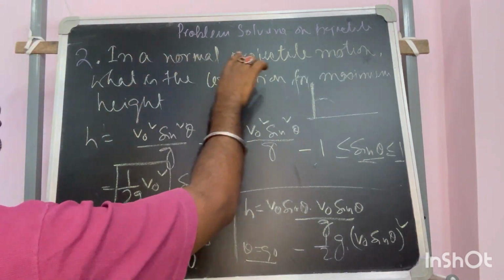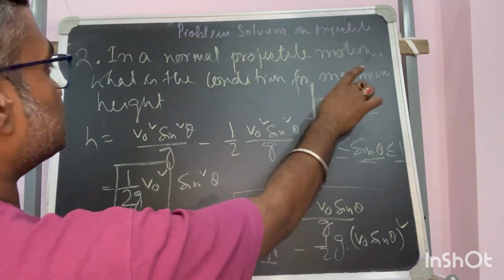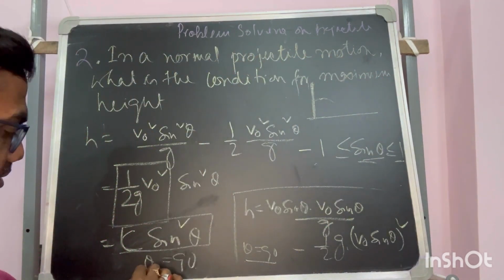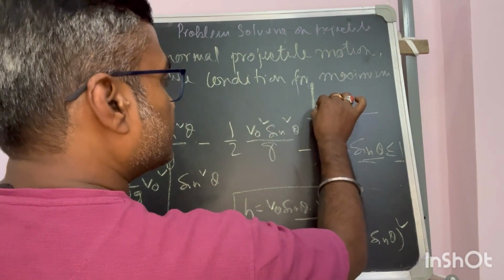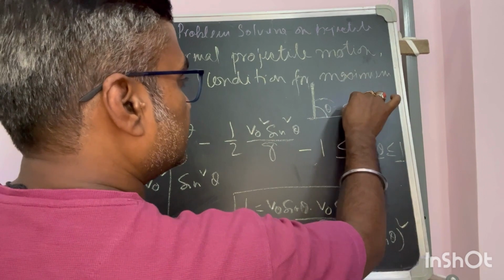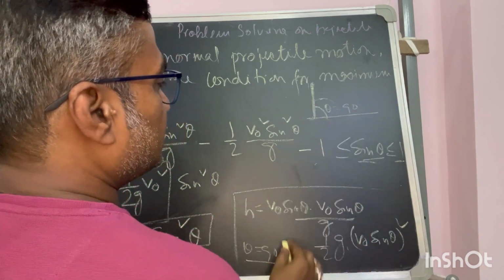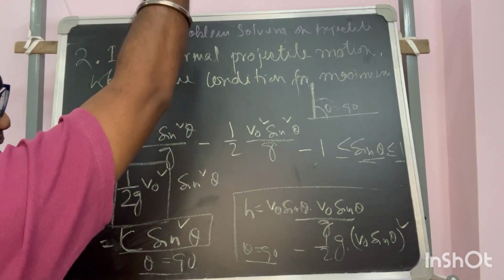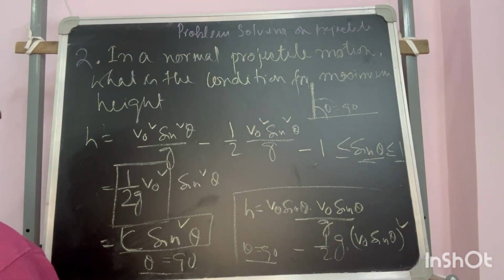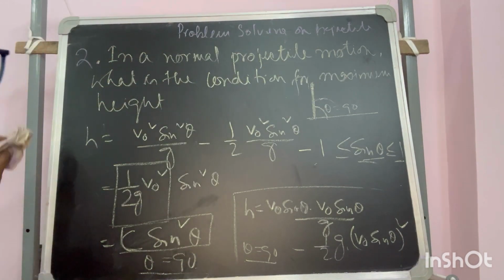So in a normal projectile motion, what is the condition for the maximum height? The condition is that theta must be 90. So theta is 90 means it is making a 90 degree angle. That means the object is being thrown just directly vertically up. Understood? Okay.